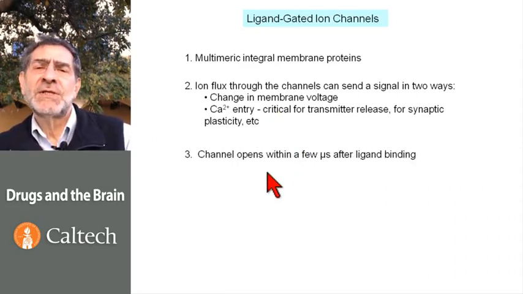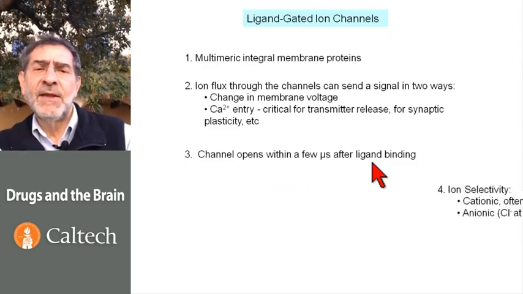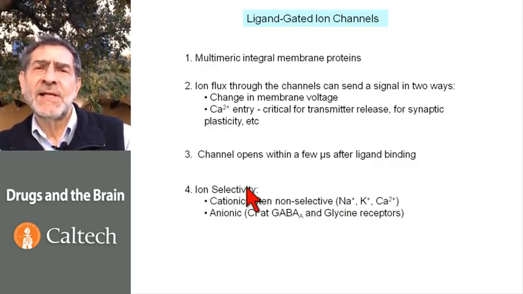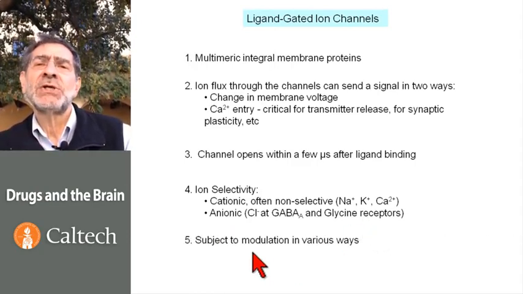The channel opens within just a few microseconds after binding a ligand. There are two types of ion selectivity in ligand-gated ion channels. There is cationic selectivity, and as we'll see, this is often non-selective for sodium, for potassium, and sometimes for calcium as well. And then there are anionic postsynaptic receptors, which flux chloride at GABA-A and glycine receptors. And these proteins are subject to modulation in various ways.